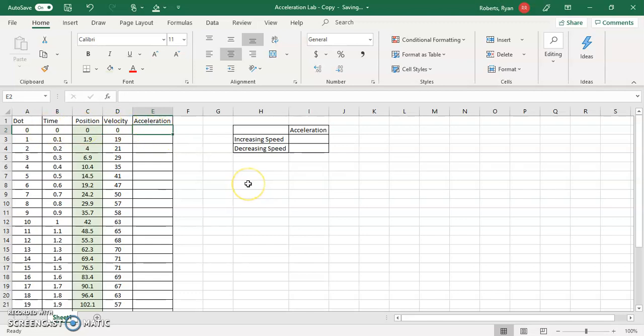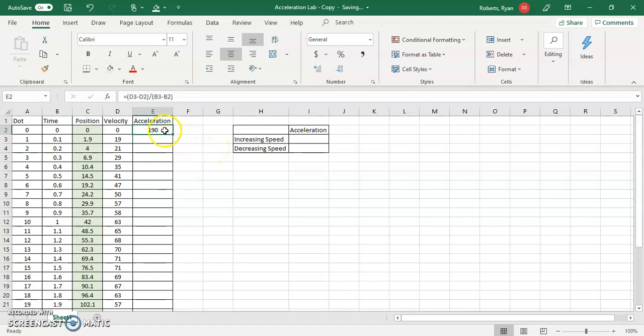So acceleration, you're going to type equal to and then open parentheses. So acceleration is a change in velocity values. So cell D3 minus D2, close parentheses, and then divided by, open parentheses, B3 minus B2, close parentheses, hit enter. So there's my acceleration for the first time interval.